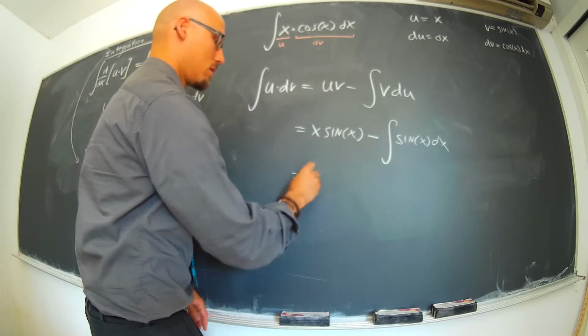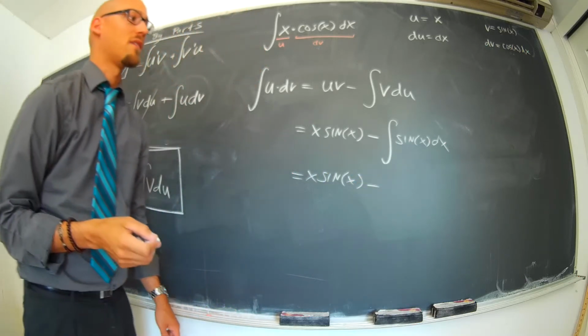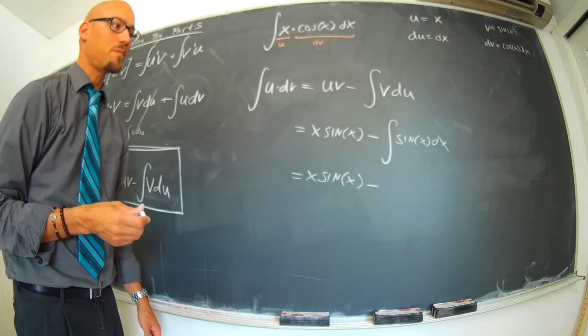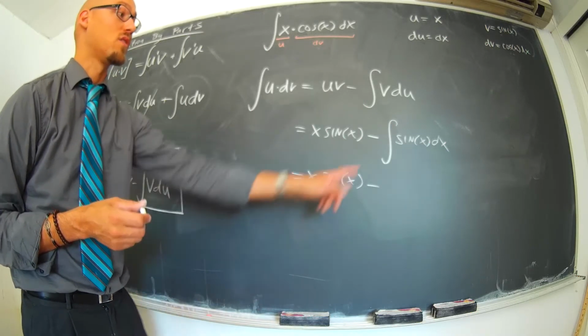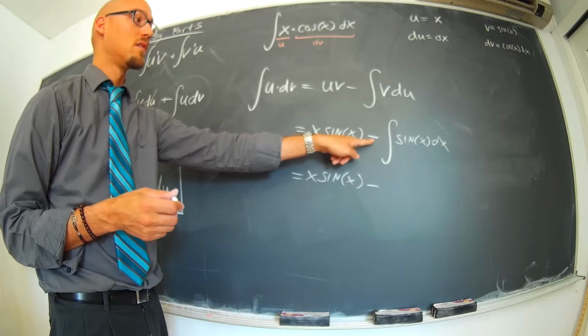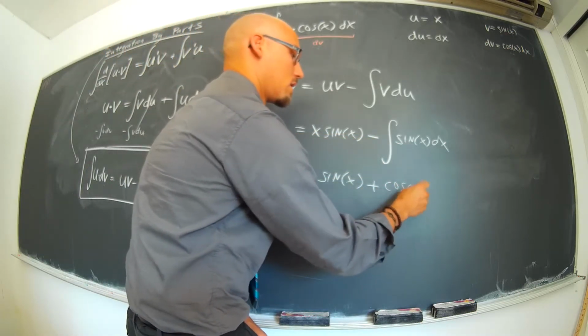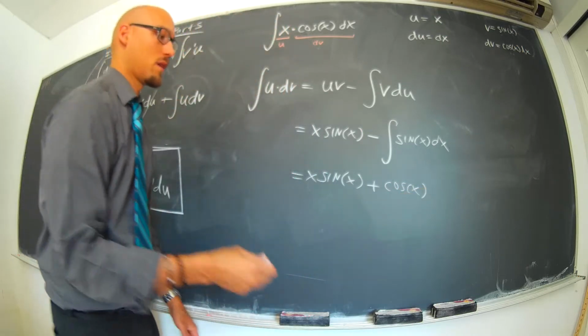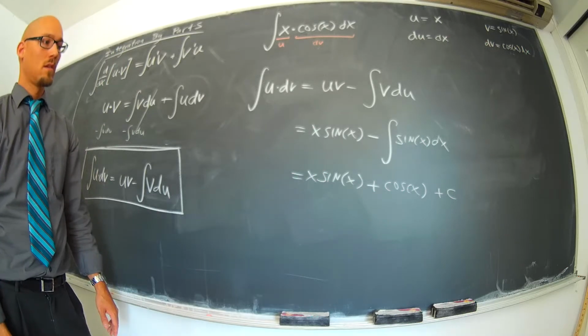The integral of sine of x with respect to x is what? Negative cosine. Yeah, so actually we have this negative sign. So it becomes plus the cosine of x. And then we can throw on a plus c. Oh my gosh, it's so long.